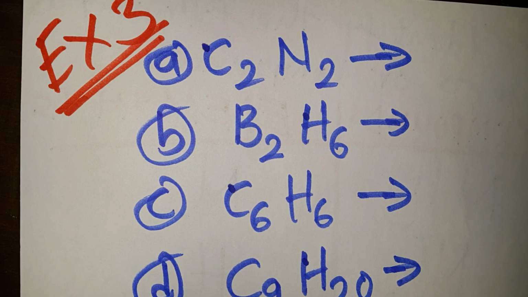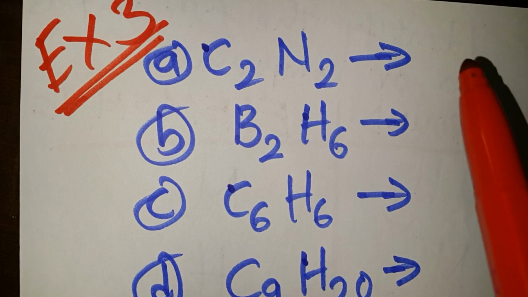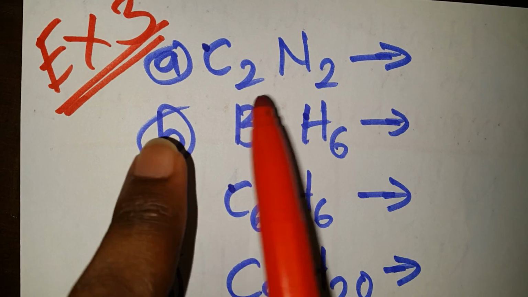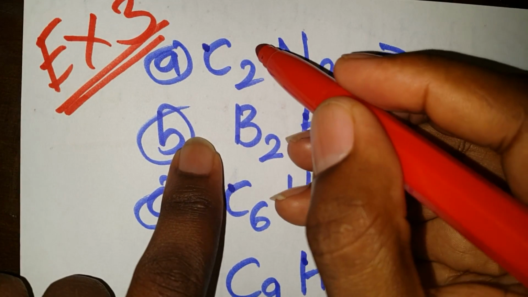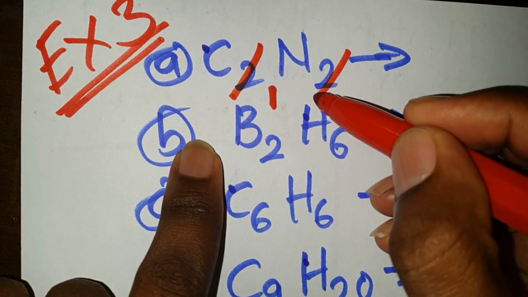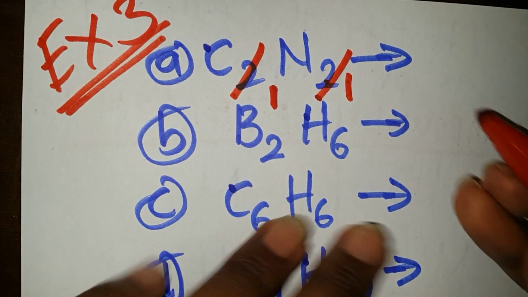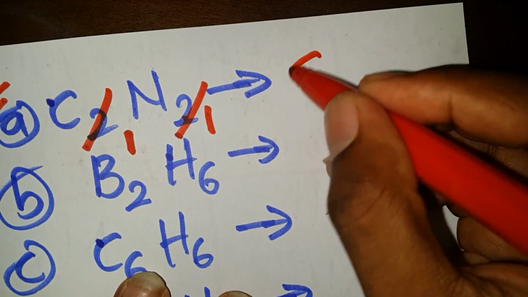So the first thing you have to do is have it in mind that you have to cancel here. Like, can 2 go into? Yes, 2 can go into. So 2 goes into one time, 2 goes into one time. So the output of this will be CN.